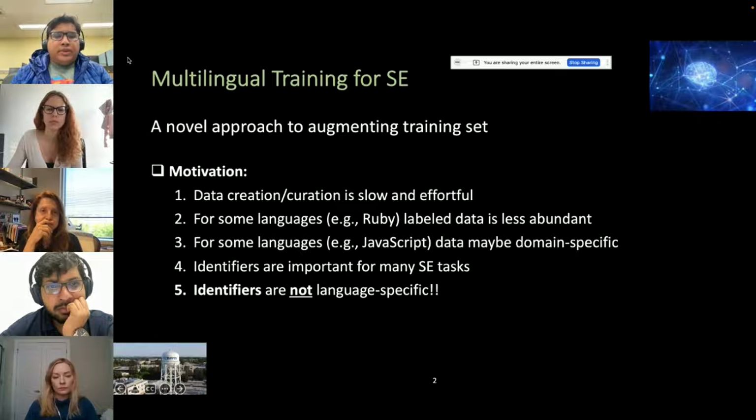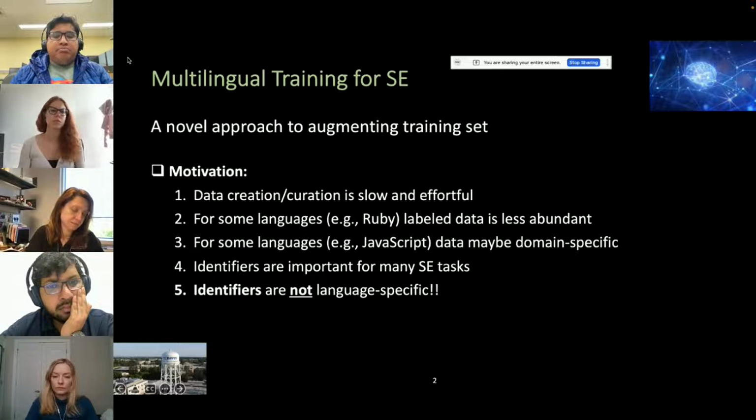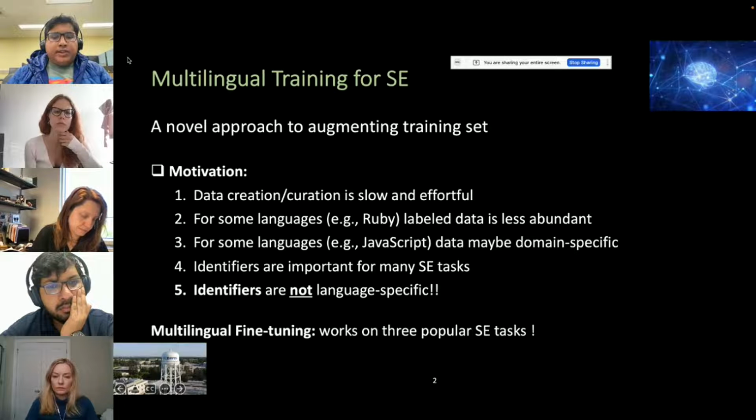We also observed that for many software engineering tasks, the performance of the deep learning model depends on the identifiers. And identifiers are not language specific. It's mostly dependent on the algorithm. So if someone is writing any particular algorithm in multiple languages, there's a high possibility that the developer will use a similar set of identifiers to solve that problem. So inspired by these two ideas, we investigate the potential of multilingual fine-tuning on three popular software engineering tasks.